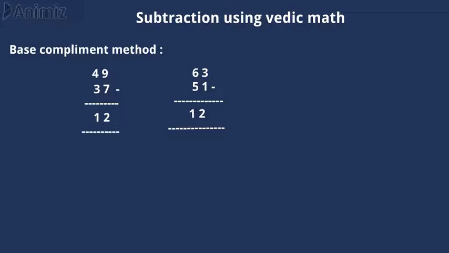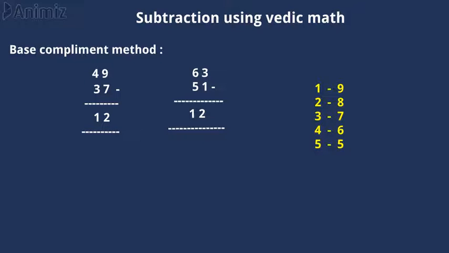In case of borrowings, if the base number is 1, you are going to use the number 9. If it is 2, you are going to use 8. If it is 3, you are going to use 7. If it is 4, we are going to use 6. And if it is 5, you are going to use 5, right?